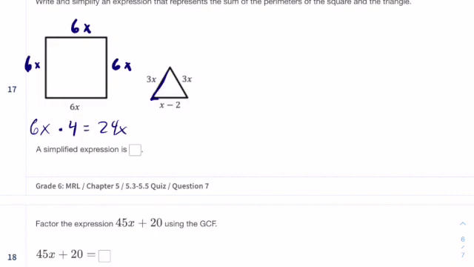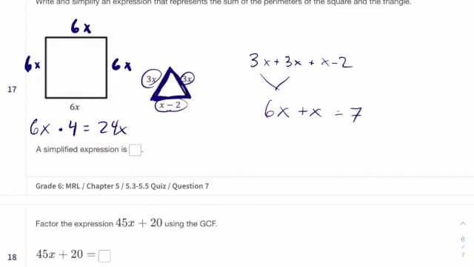And then I have this triangle here. It's hard to see because I'm writing in a similar color to black, which is 3x plus 3x plus x minus 2. That would be the perimeter of the triangle if I added all of these pieces together. 3x and 3x together would be 6x. And then if I added the other x, that would be 7x. And then I just have my little minus 2, which just travels along.